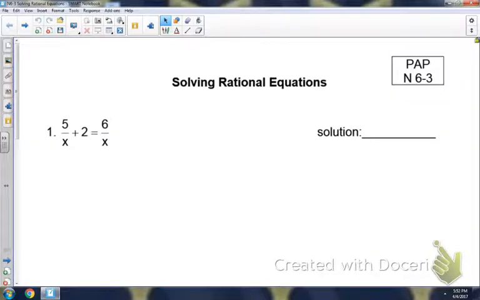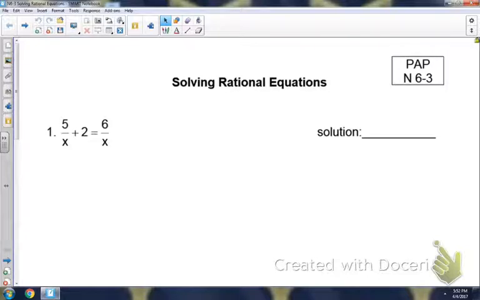Alright, so on note 6.3, we're going to be solving rational equations. So remember we talked about rational before. That means you have a fraction. So we're going to have fractions in our equation. So we're solving, which means we're finding x.